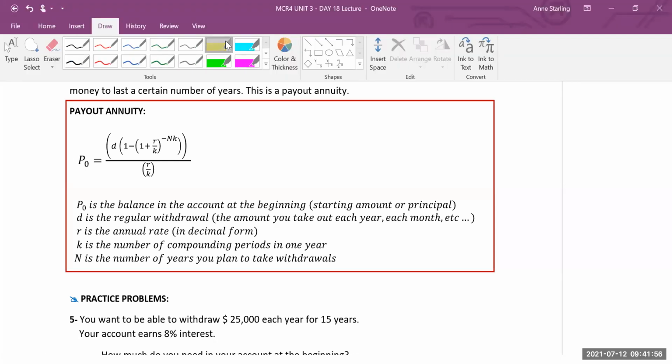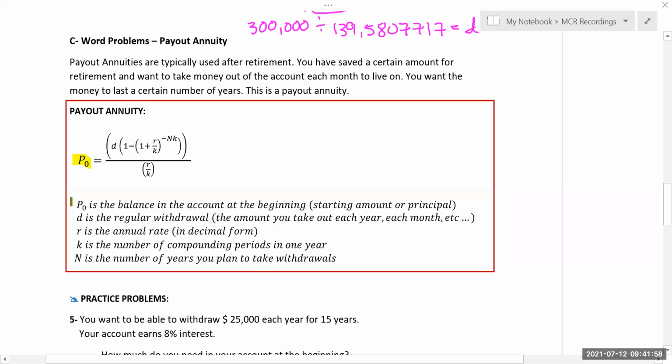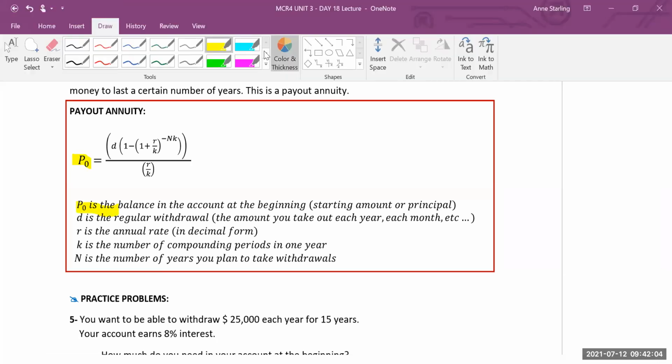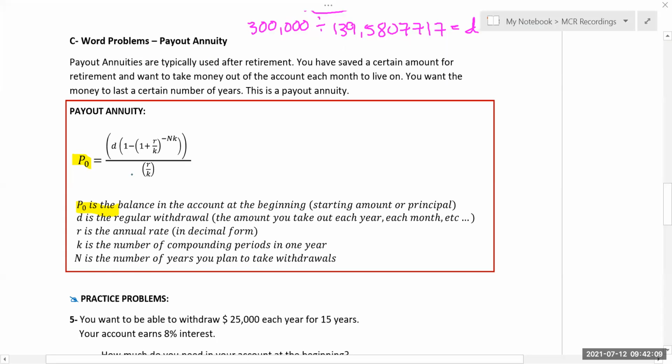So we have a couple of variables here. P0 is the balance at the beginning. So that's that starting amount, starting principal. So that's the amount you've saved for retirement. Or in my example, I like to think that's how much we won in the lottery. And we have to put it in this payout annuity. D is the regular withdrawals you're going to take out. Now, D can be years, it can be months, it could be weeks. You just figure out what it's going to be.